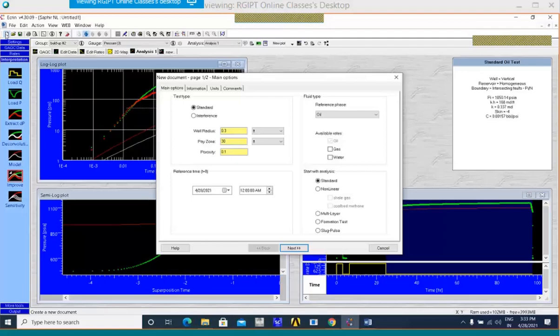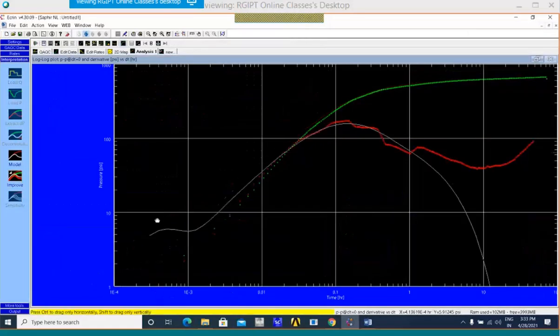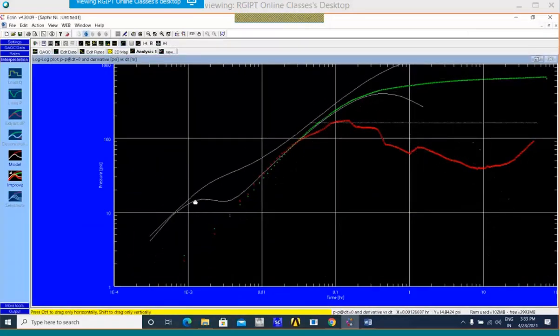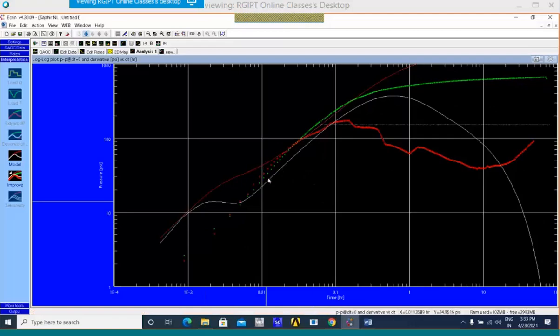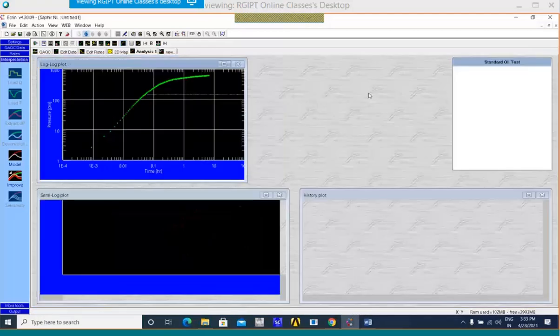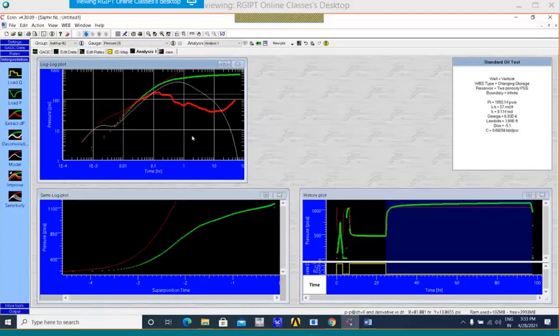Changing storage. Pseudo dual porosity. And let us consider infinite. In changing wellbore storage, see the model has given this. It is showing me changing wellbore storage, but it's not actually changing wellbore storage. It seems to me a constant wellbore storage. So again, we can change to constant wellbore storage.